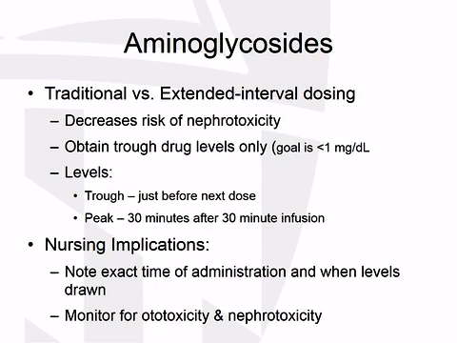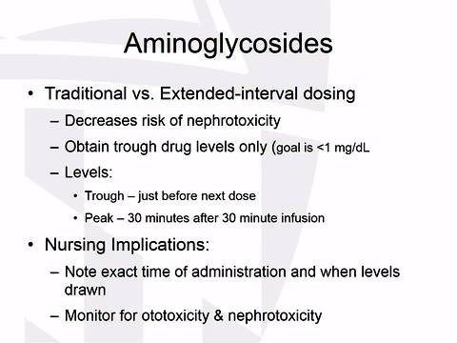So the traditional approach to therapy is giving the drug around the clock, so usually twice a day or 3 times a day. The extended interval dosing is giving one very large dose just one time per day. And so that is, like I said, the newer approach. And it's thought that this newer approach decreases the risk of nephrotoxicity.